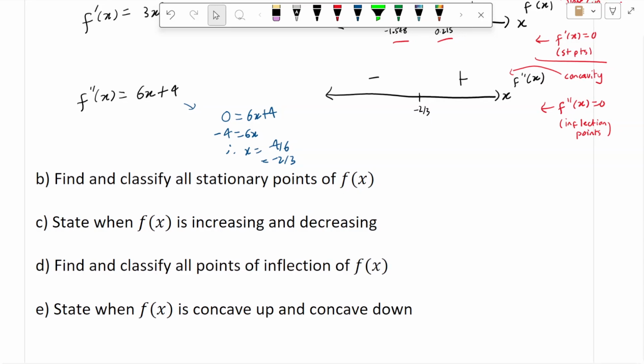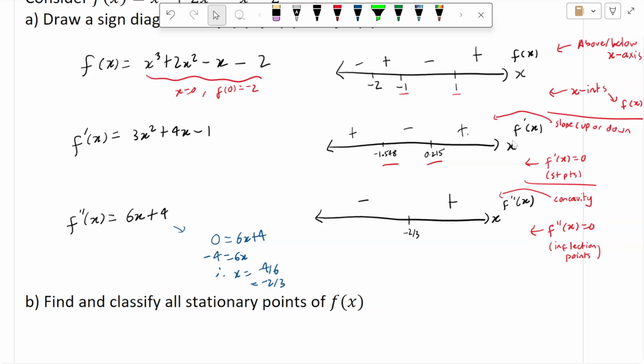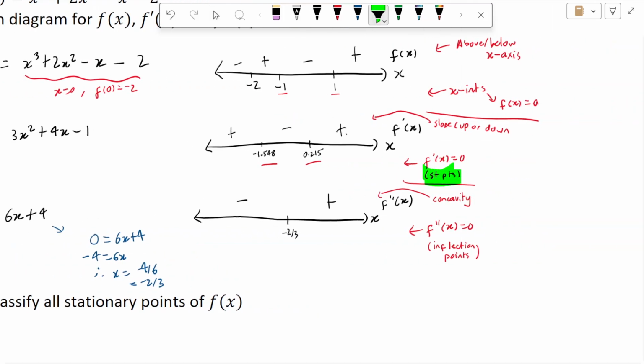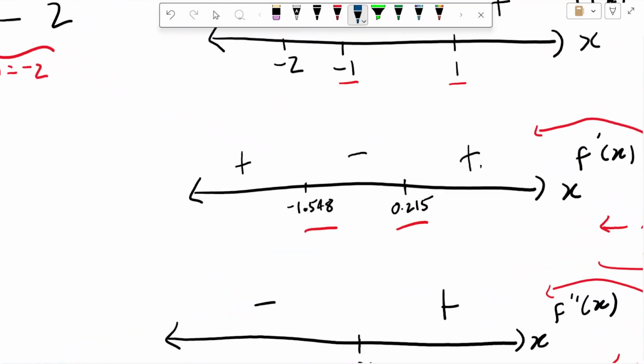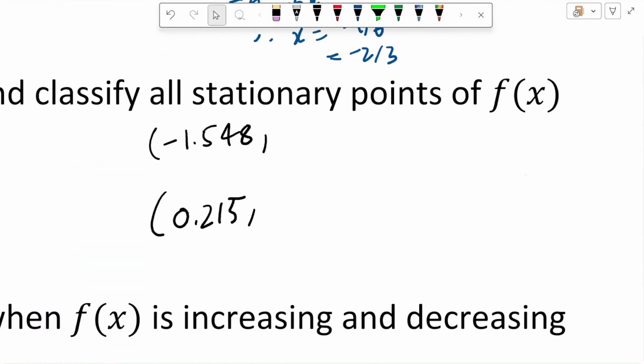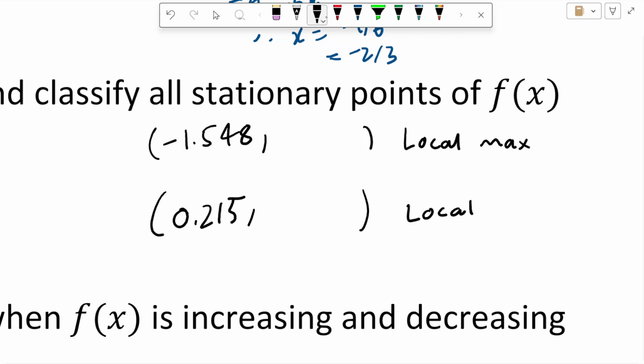Now we're going to do the rest of these questions. Find and classify all the stationary points. So we've already sort of noted that the stationary points were these 2 numbers here on f dash of x. So the stationary points happen at minus 1.548 and they happen at 0.215. You can sort of tell from the sign diagram here what they are, because it slopes up and then down, that would be a maximum. And when it slopes down and then up, that would be a minimum. So this first one, when we find out the y value, is going to be a local max. And this one will be a local min.